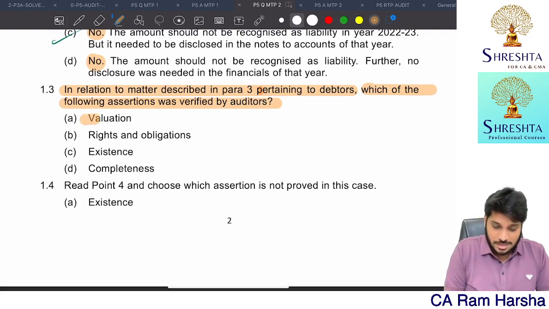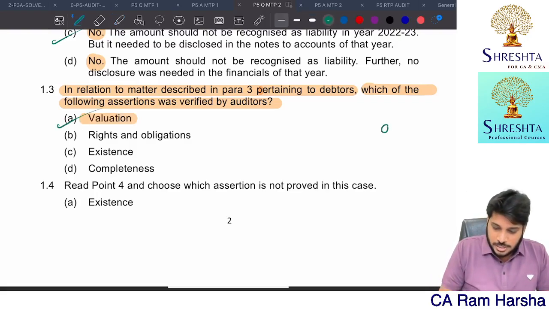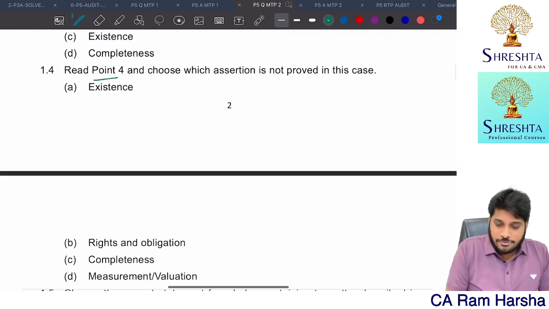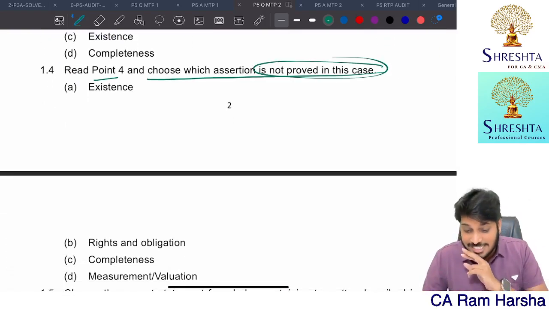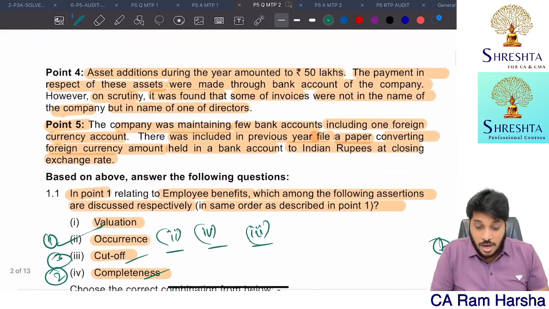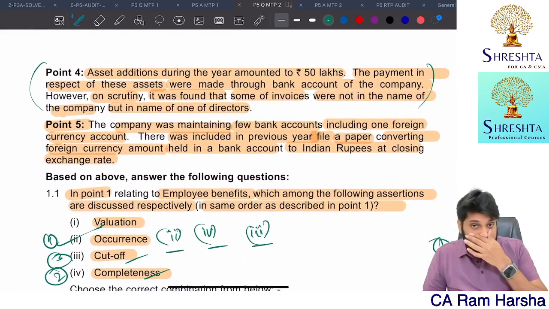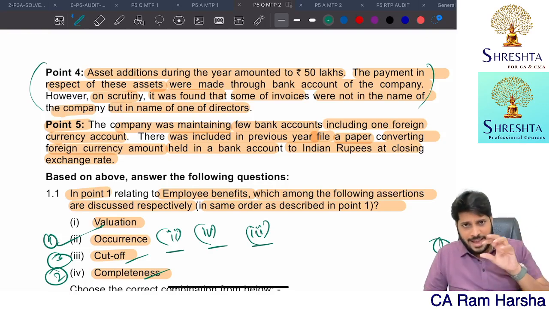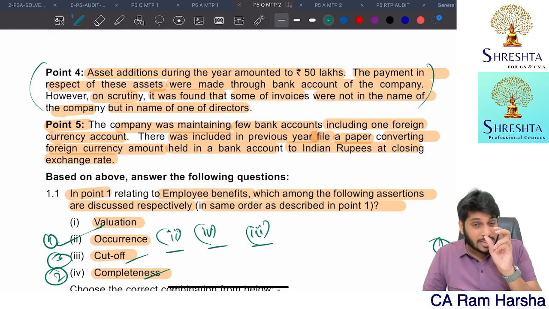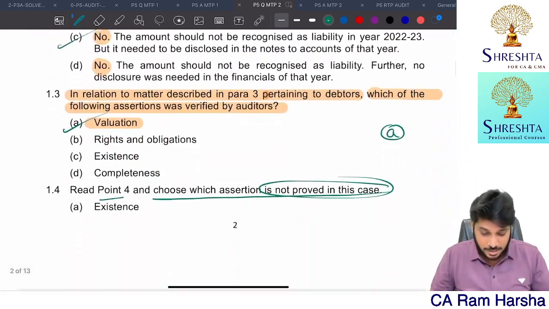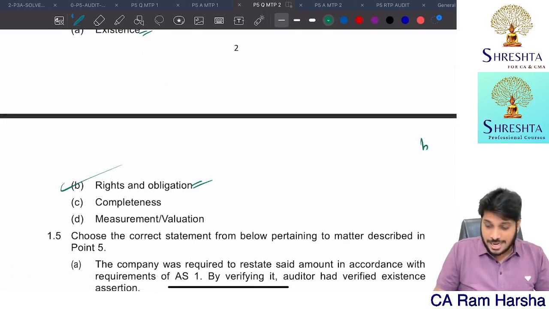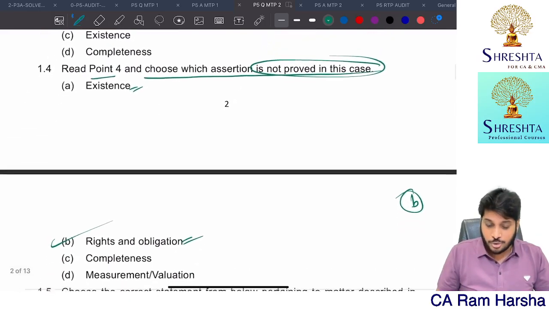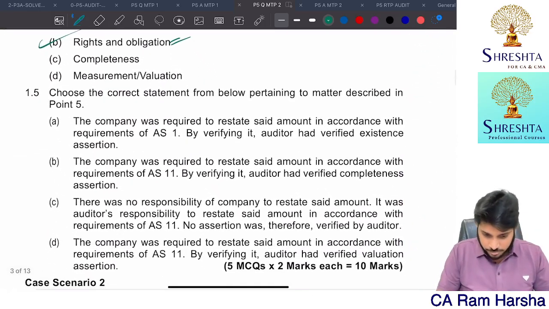Valuation we are verifying. The answer is valuation. In point number 4, choose which assertion is not proved in this case. Point number 4 is what? Additions. So the company purchased machines and there was a bank payment and all, but it is not in the name of the company. Means ownership related information we did not get. So existence is proved. Rights and obligation. The answer is rights and obligation. In 1.4 the answer is rights and obligation.